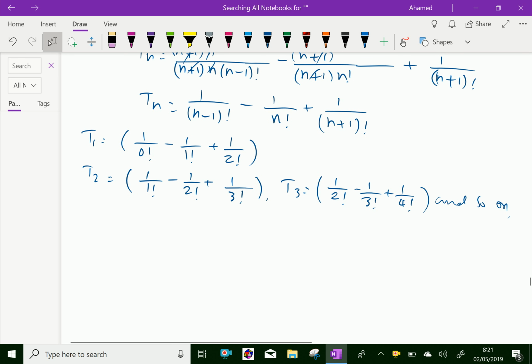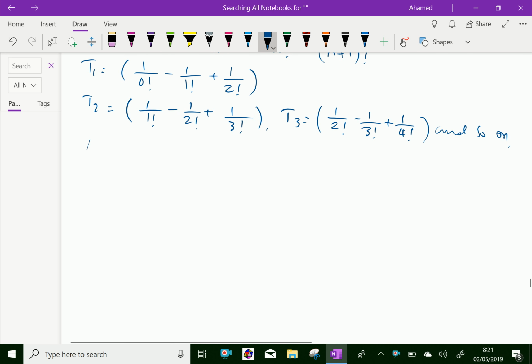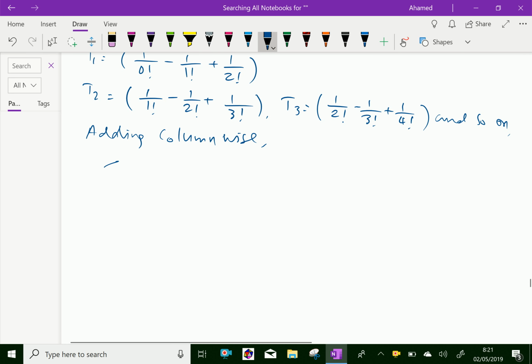Hence, adding these terms column wise, we get the sum from n equal to 1 to infinity of n square over n plus 1 factorial is equal to t1 plus t2 plus t3 plus t4 plus dot dot dot up to infinity terms.